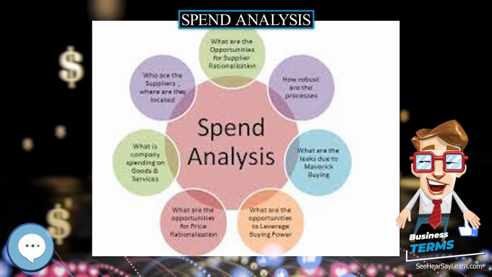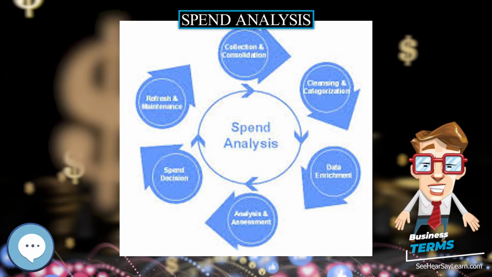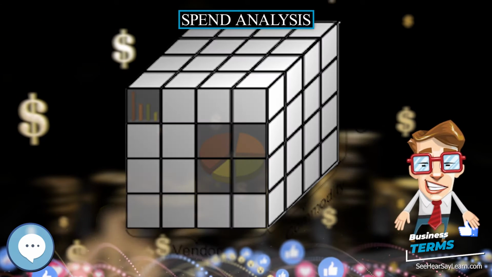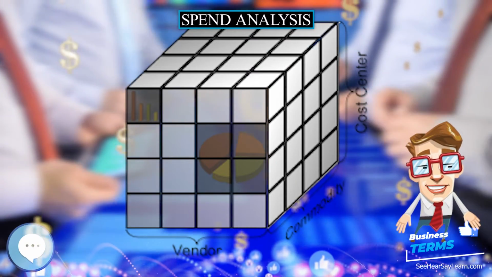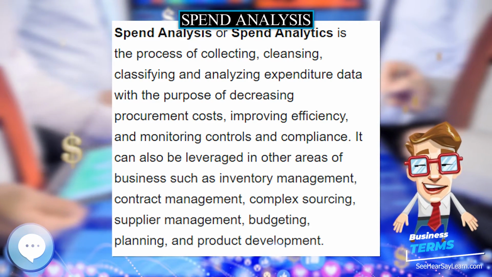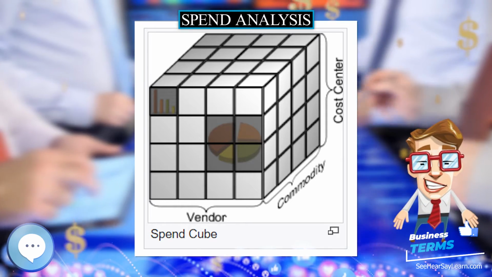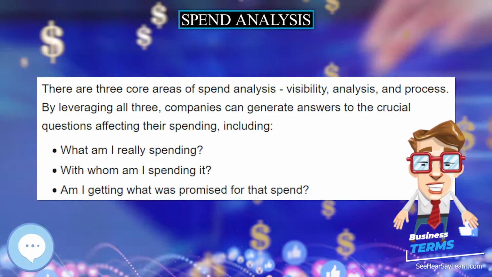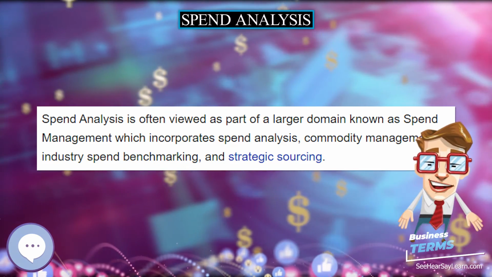There are three core areas of spend analysis: visibility, analysis, and process. By leveraging all three, companies can generate answers to the crucial questions affecting their spending. Spend analysis is often viewed as part of a larger domain known as spend management, which incorporates spend analysis, commodity management, industry spend benchmarking, and strategic sourcing. Companies perform a spend analysis for several reasons.